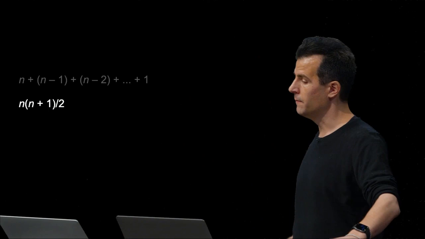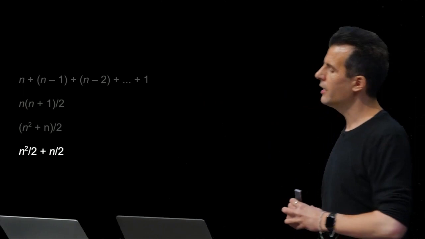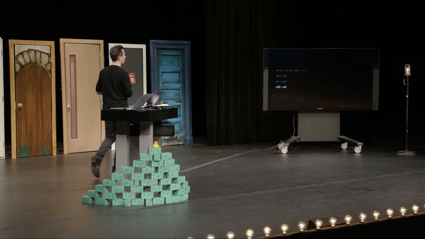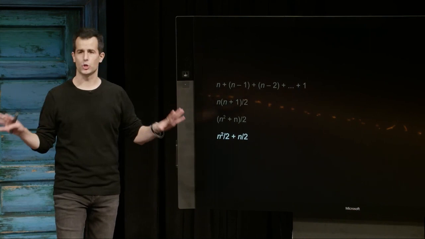This, of course, if we multiply it out, gives us n squared plus n divided by 2. And this now, I will propose, gives us n squared divided by 2 plus n over 2. So if we really wanted to be nitpicky, this is the total number of steps, or operations, or seconds, however we want to measure Brian's running time.